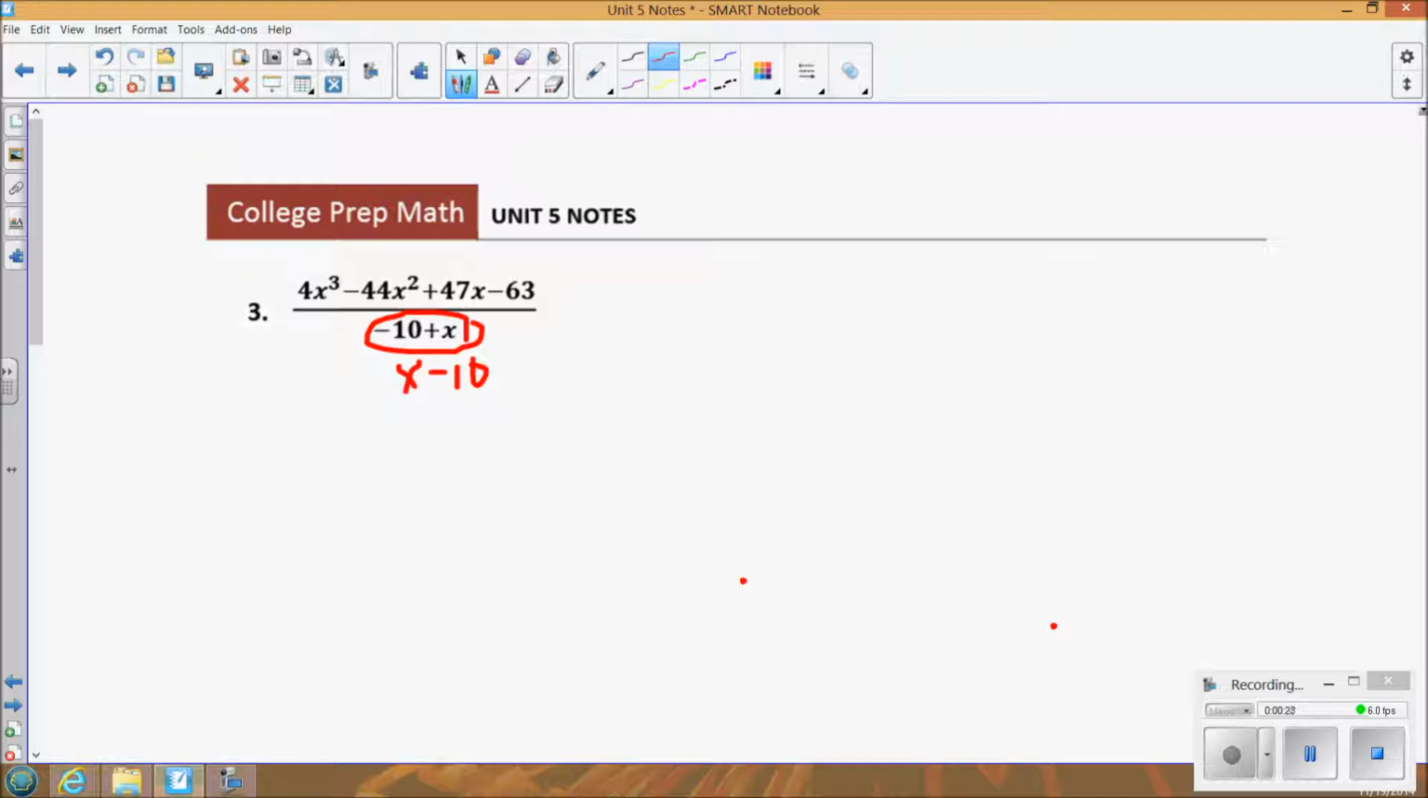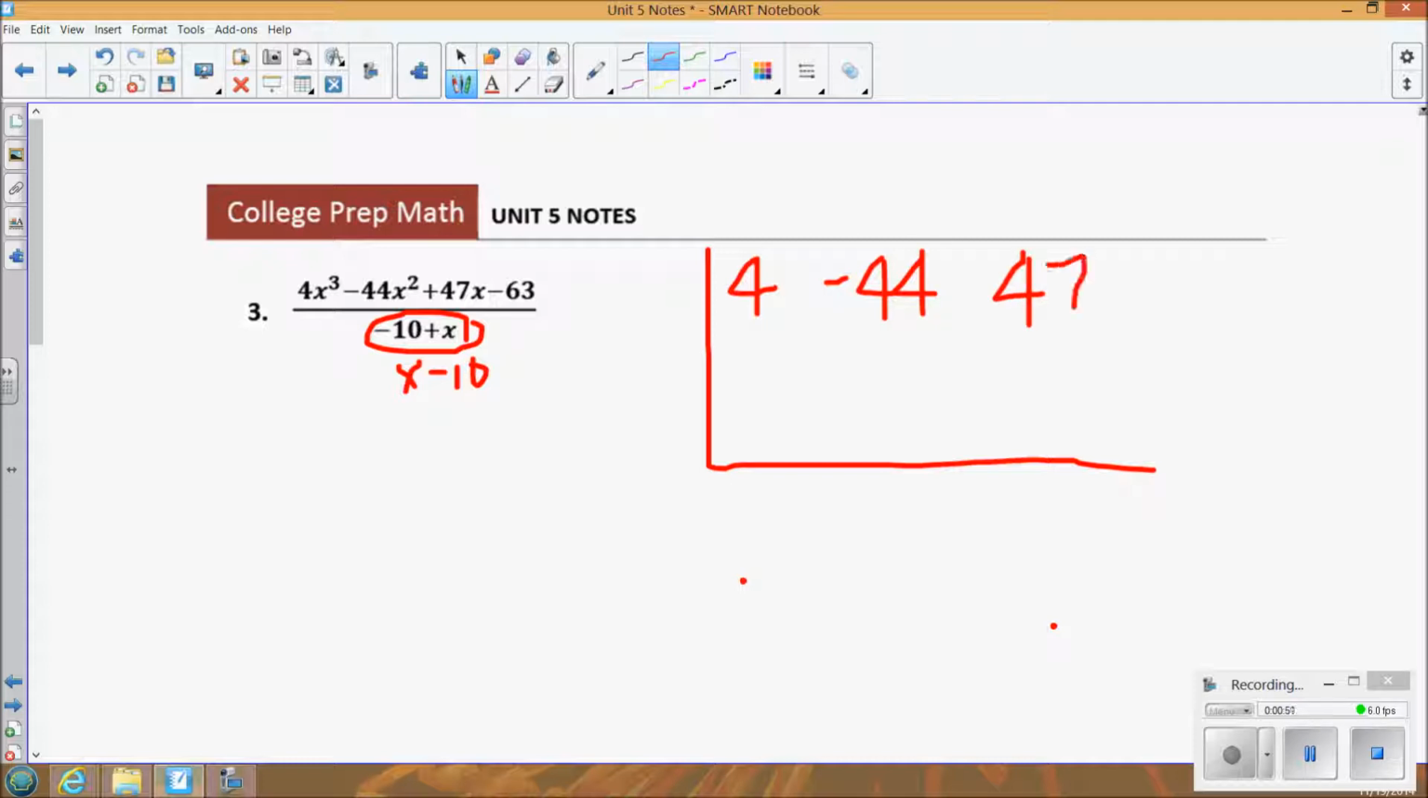So when I go to set up my synthetic division, again, I'm going to make sure that the first polynomial that I'm dividing is in standard form, and it is, and all of my leading coefficients are there. So I have 4 for the first leading coefficient, negative 44 for the second coefficient, 47, and then negative 63. We don't need to put any zeros in there because this is in decreasing order and all of my terms are there. And the x minus 10, opposite sign, so it's going to be 10 on the outside here.